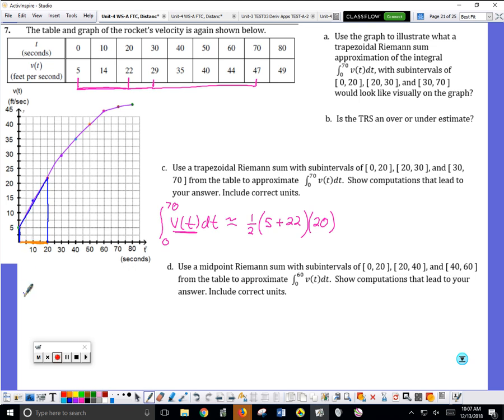It's a little hard to see, but that straight line cuts just barely under the curve. So in this case, the trapezoidal Riemann sum is going to be an underestimate. Wave if you want me to say that again.